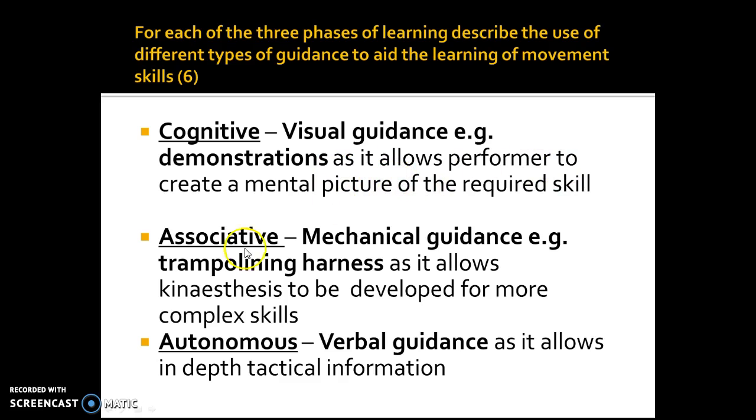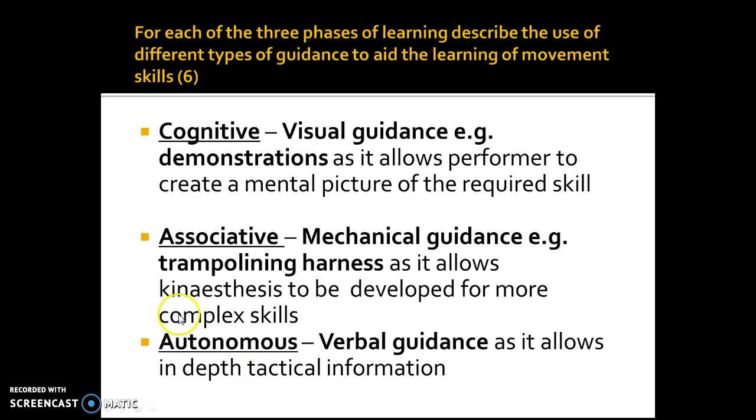You've got to justify why. Associative then, associative mechanical guidance is a fantastic way of allowing a performer to develop kinesthesis for more complex skills. It allows them to make a link to more complex skills. So for example, on a trampoline, you might have a harness that allows a performer to practice a front flip. Basically it allows them to improve complex skills in a safe environment for associative performers.